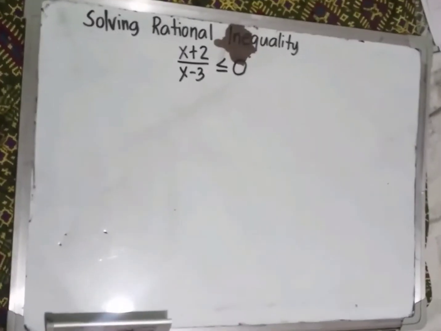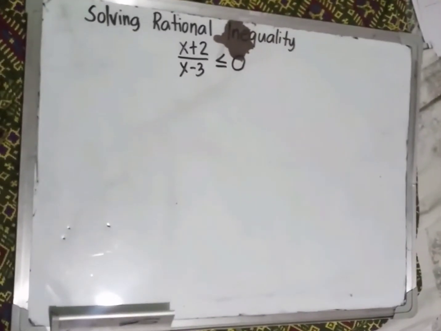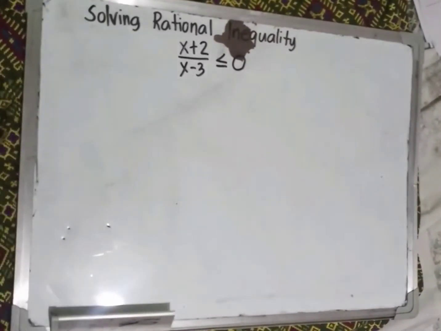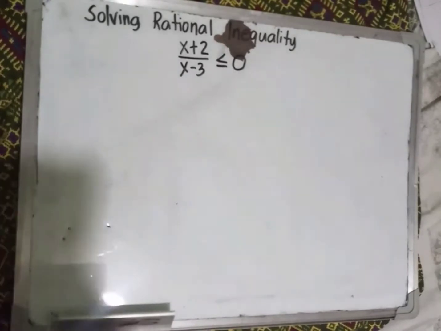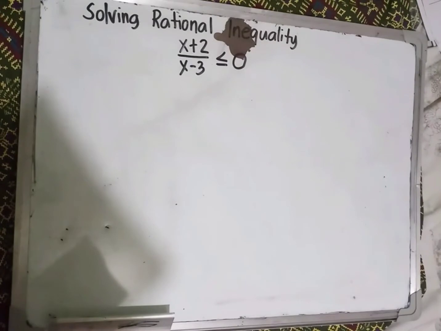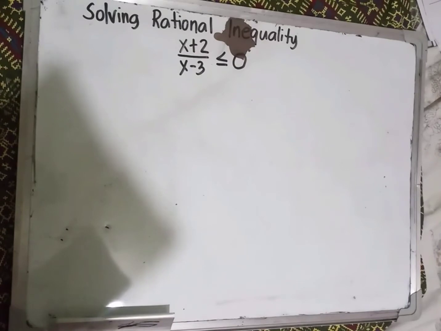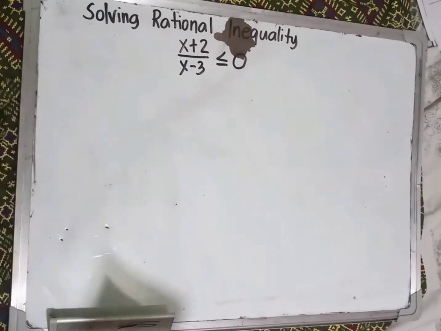So today we will discuss how to solve a rational inequality. There are rules in solving rational inequality. Number one, write the inequality with a single rational expression on the left-hand side of the inequality and 0 on the right-hand side of the inequality.